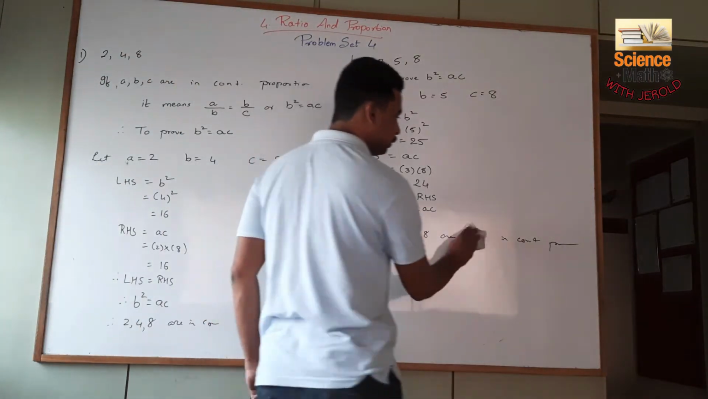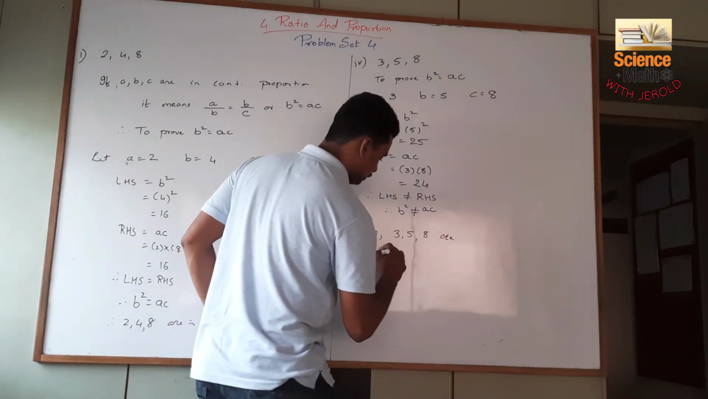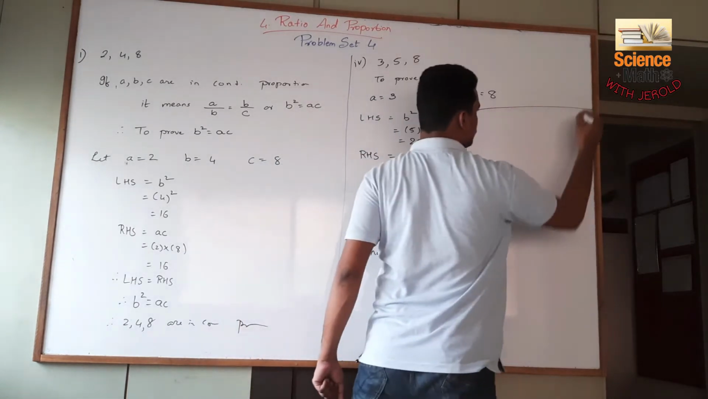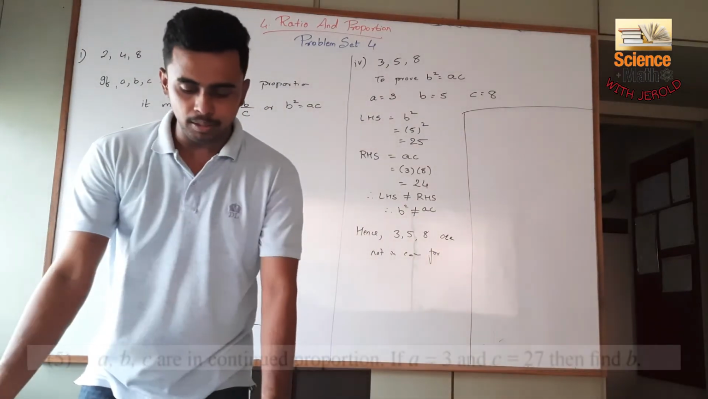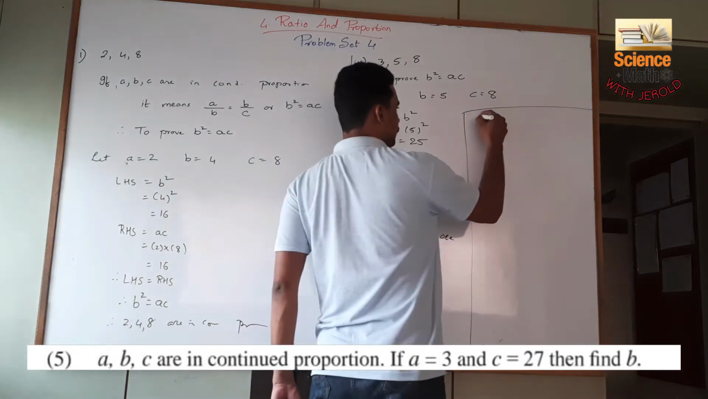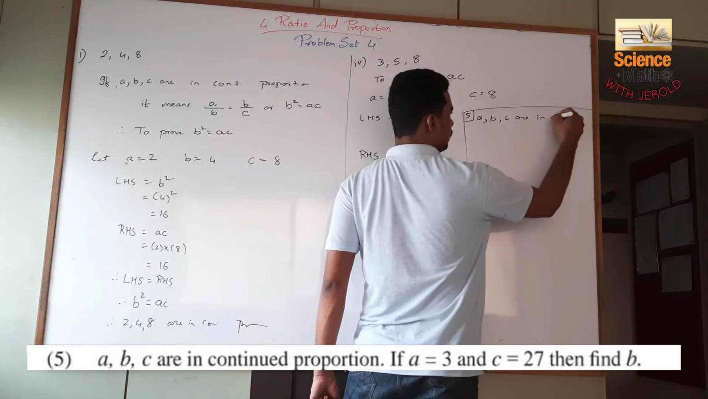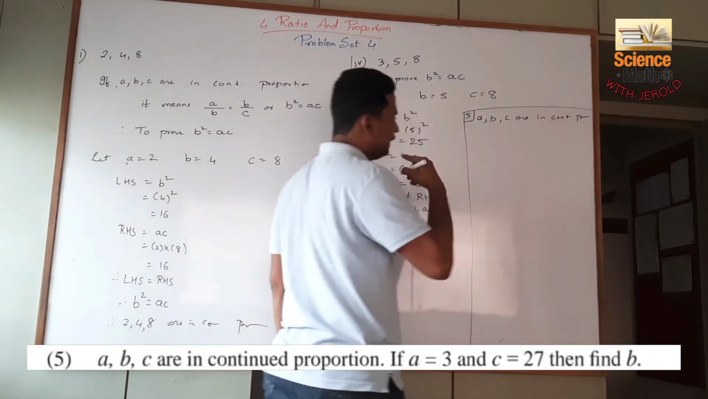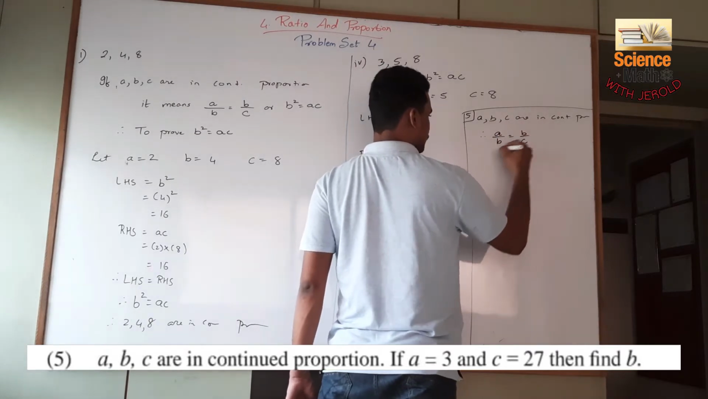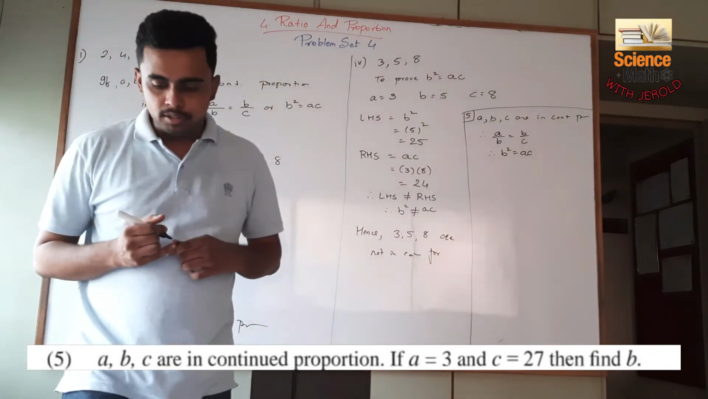Question number 5, I won't have to erase much of the board, as I can just adjust. Here I will write not in continued proportion, and I will just divide the board in this part. So question number 5 is very simple to solve. A, B, C are in continued proportion. They are told A, B, C are in continued proportion, and therefore A upon B is equal to B upon C. Therefore, B square is equal to AC.